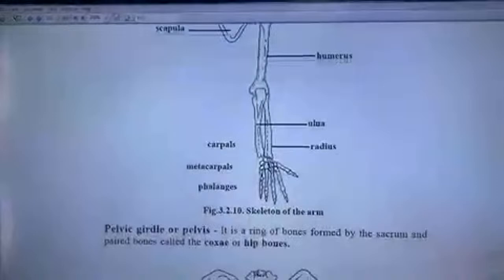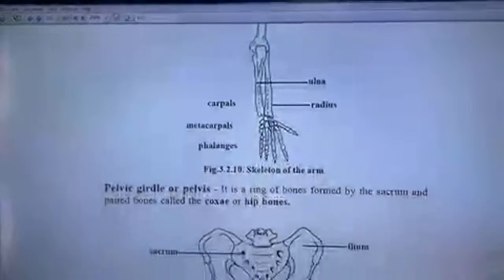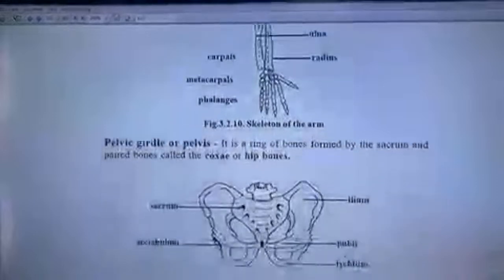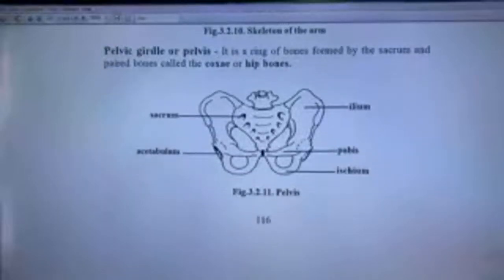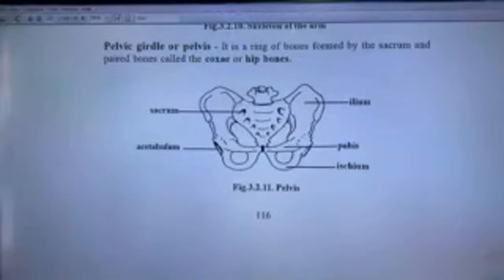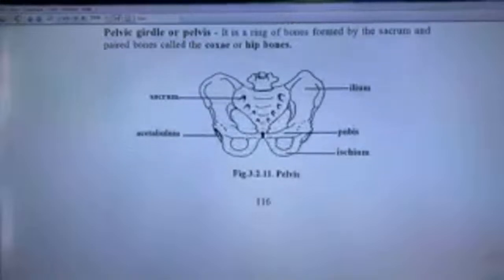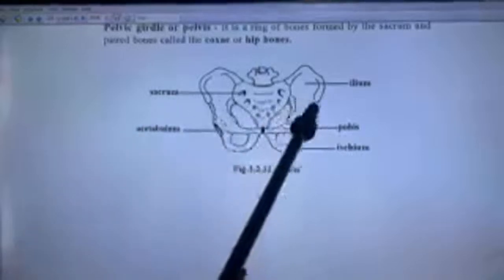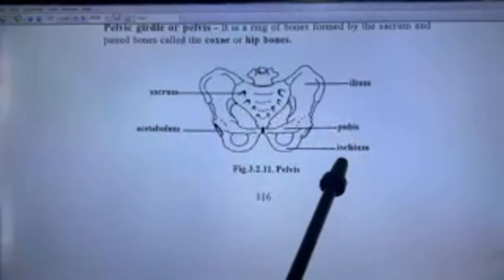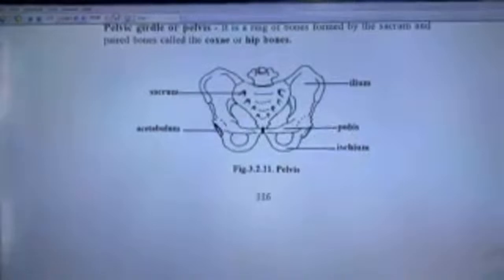Pelvic girdle or pelvis. It is a ring of bones formed by the sacrum, the coccyx, and two bones called the coxa or hip bones. Sacrum, acetabulum, ilium, pubis, ischium, pelvis.